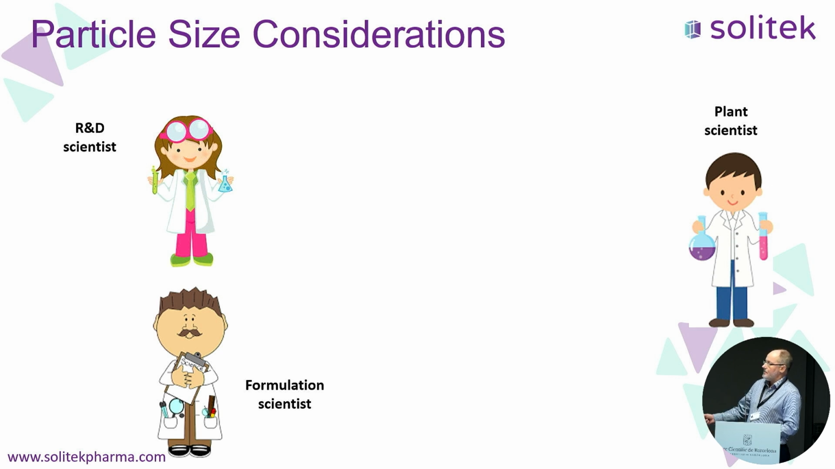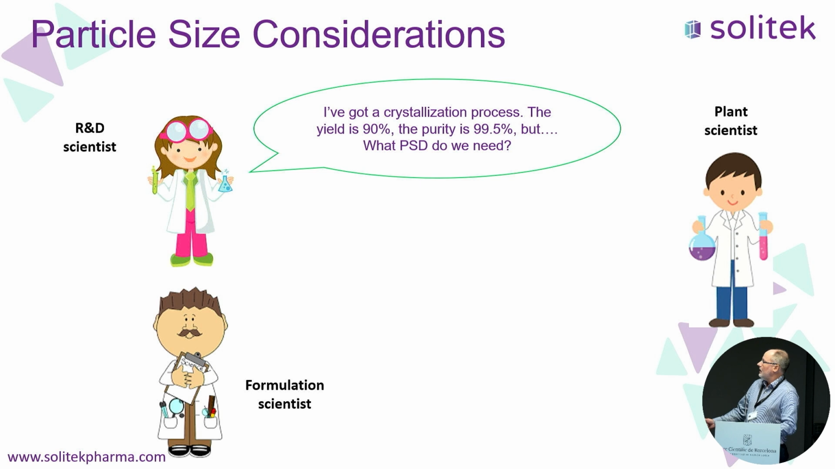So the R&D scientist has already been working on this material. She's done the basic polymorphism work, and she started to look at the crystallization process. And she says, okay, I've got a process. The yield is good, the purity is good. Now let's think about some other attributes like particle size distribution. What do we need? I've said particle size distribution. It could be something else. It could be morphology. Hopefully it's not polymorphism. Hopefully we've already decided the polymorph. But it could be other aspects.